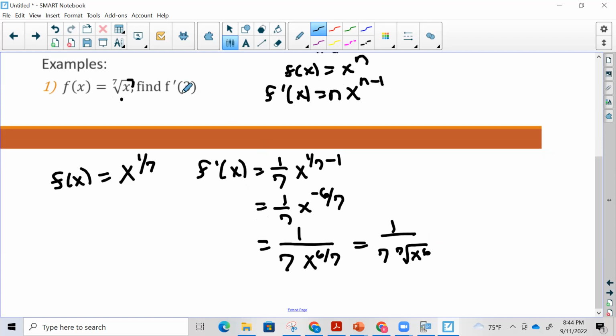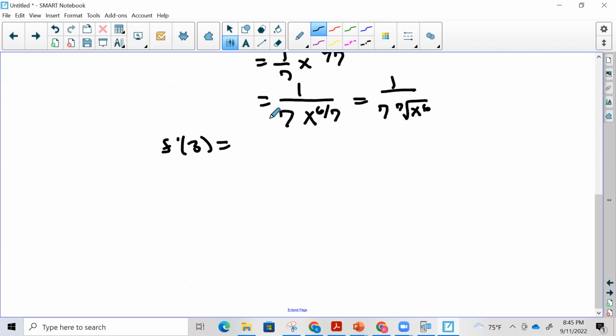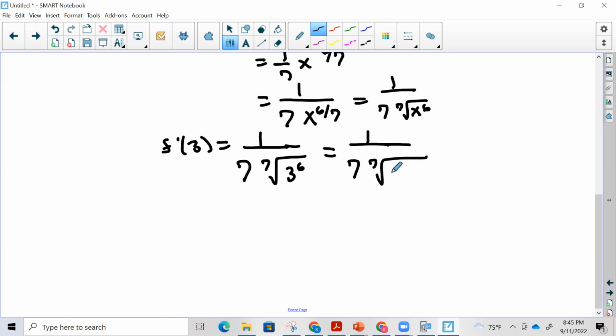And then we want, when x equals 3, f prime of 3. So this is f prime of x. To find f prime of 3, I'm going to plug 3 into my f prime. So I have 1/7 times the 7th root of 3 to the 6th. So if I do this, I get 1/7 times the 7th root. This gives me 729.